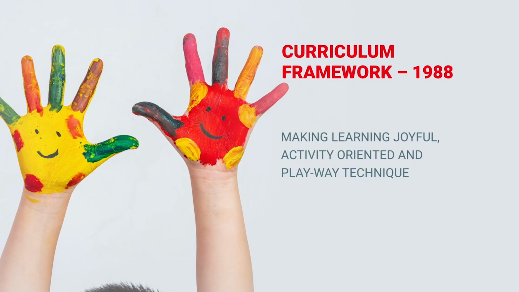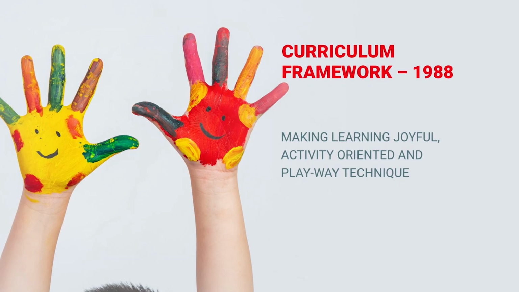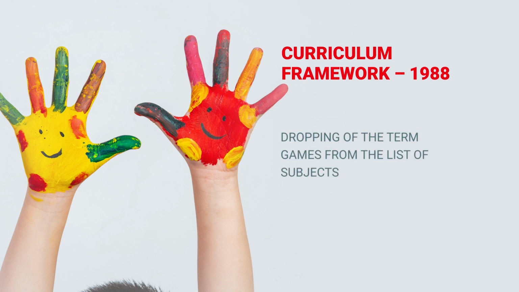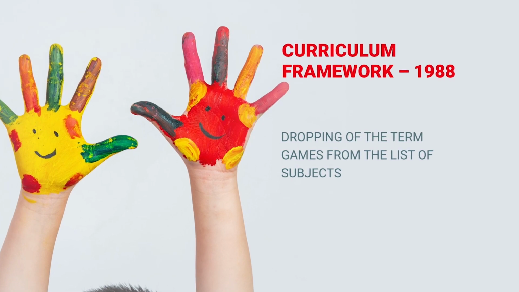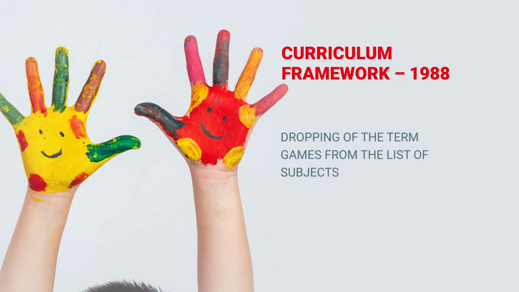So, here try to understand. Now, we are talking about the constructivist approach of teaching and learning process. So, how to make our teaching, how to make our learning activity oriented, experience oriented, life skill oriented. Accordingly, you can say this is joyful learning, activity oriented learning. Use of play-way technique was also introduced in the curriculum framework of 1988. Then dropping the term games from the list of subjects was done in the second curriculum framework in 1988.